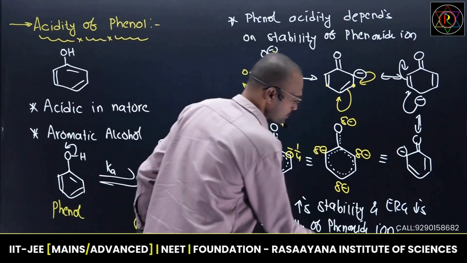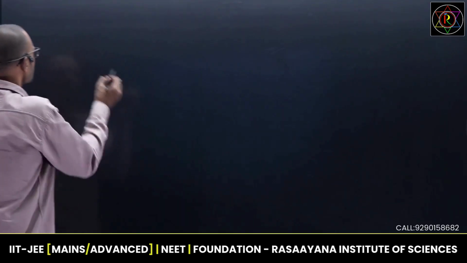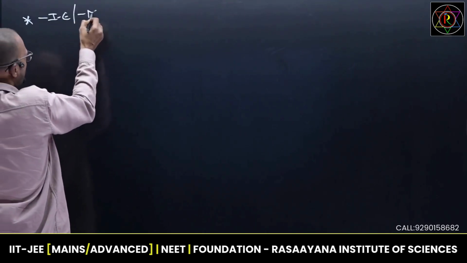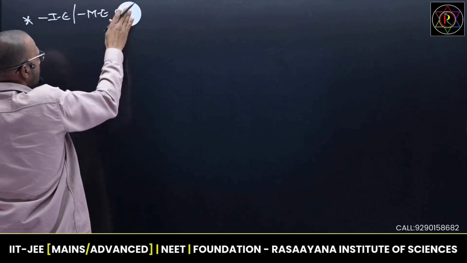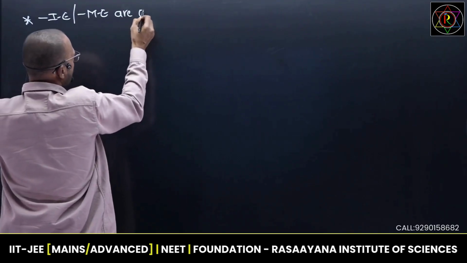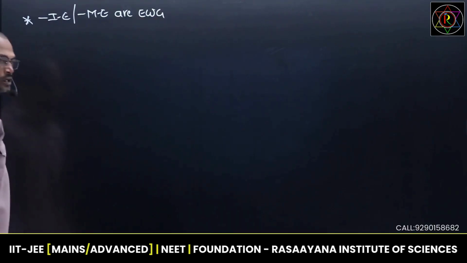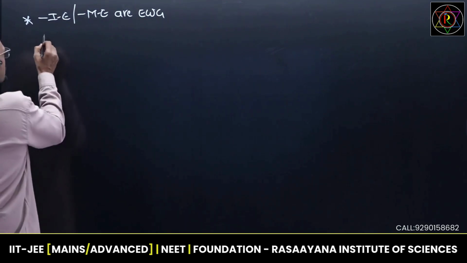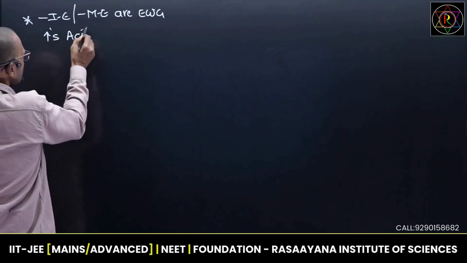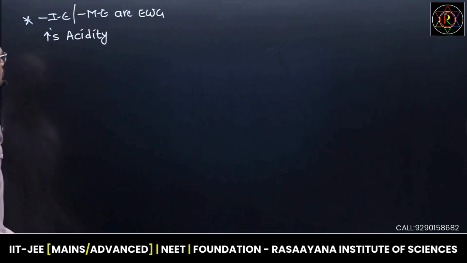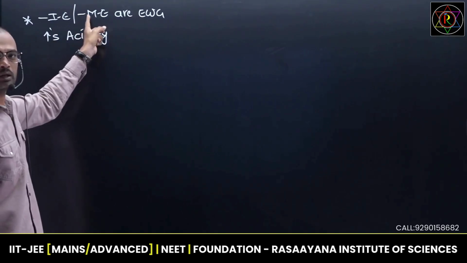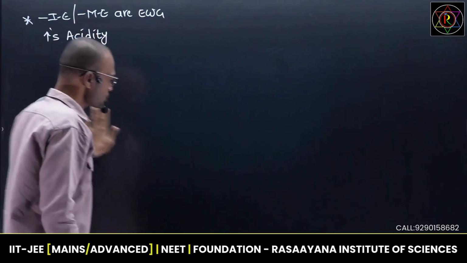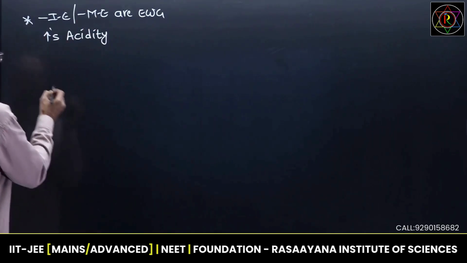Next, see this. Now, suppose we know some selective groups here. Minus I groups or minus M groups generally are electron withdrawing groups. If these groups are present, acidity increases. Minus I or minus M groups are electron withdrawing groups that increase acidity. Minus I is nothing but the sigma bond effect, and minus mesomeric effect is generally related to non-bonding as well as pi electrons.